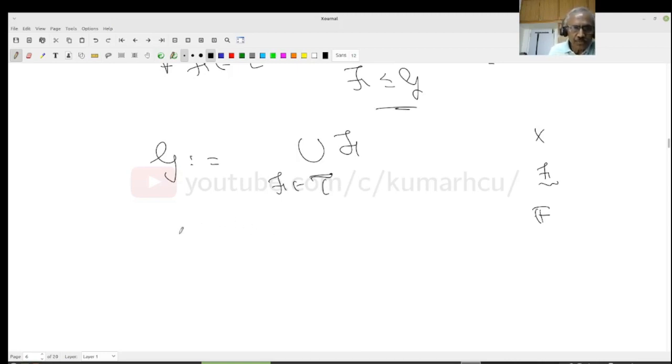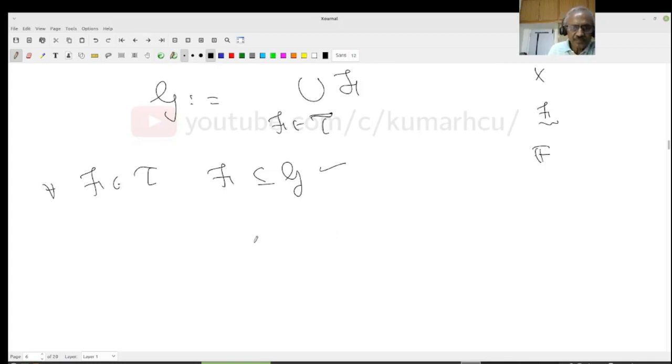What is it that I have to prove? First, notice that given any F in tau, F is contained in G. This is clear because it's an element of this, therefore it's contained in this. And also F naught is contained in G. Why? Because F naught is contained in each and every F, therefore it's contained in G. That's also clear. Then I want to say it's an upper bound. That is again clear. This shows F is less than or equal to G.